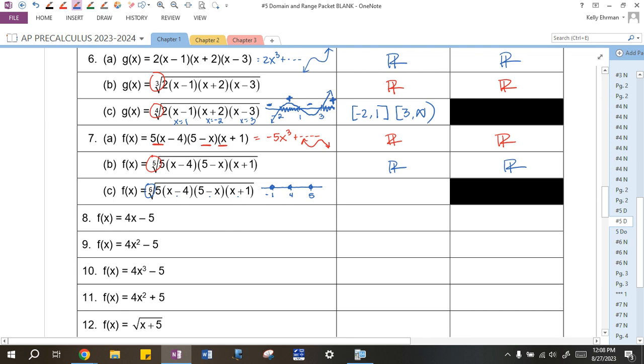Instead of testing a number in each section, I'm going to copy this shape of the graph like that and say, here's a positive section and here's a positive section. Domain is -infinity to -1 and 4 to 5.